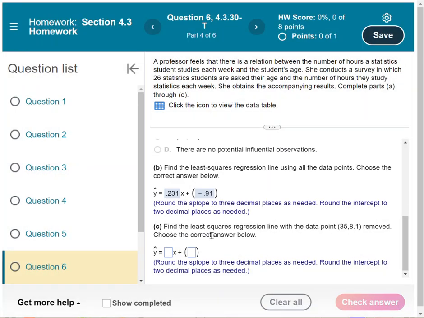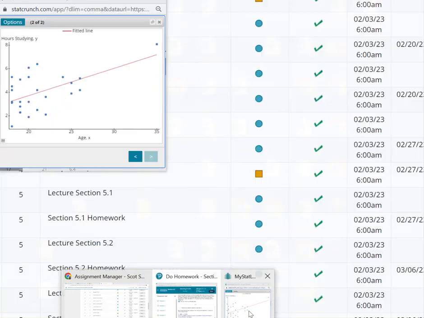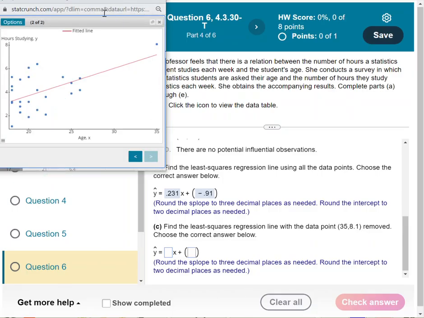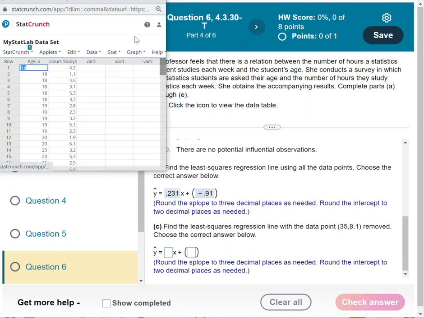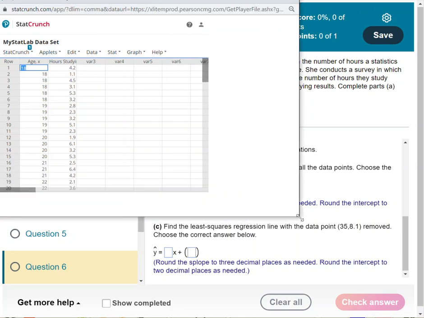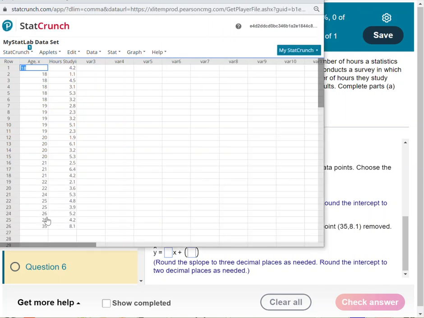All right. Find the least squares regression line with the data point 35, 8.1 removed. So let's go ahead and remove that point. Oh, let's see if I can do that. I think I've lost my graph. I'll have to start all over again here. Oh, there it is. Okay. So we're going to remove that one point, which we believe is an outlier.